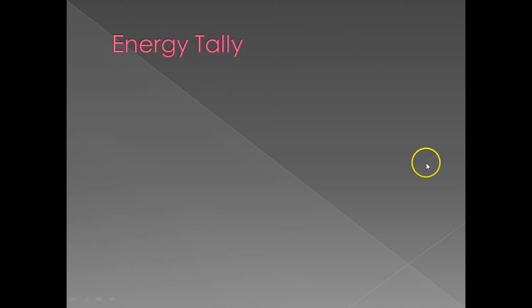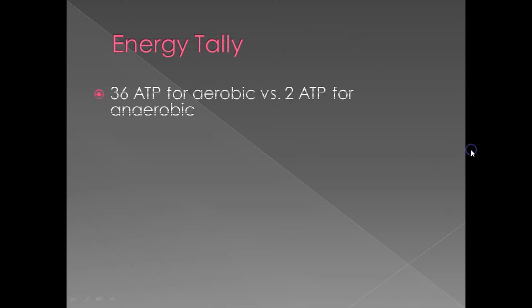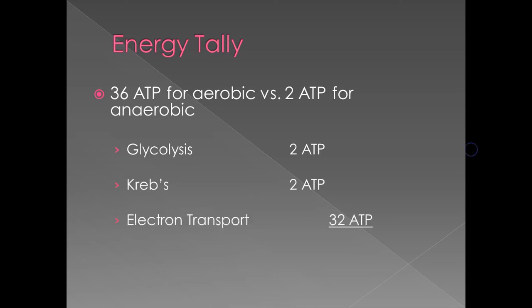So let's tally up the total amount of energy that we've seen so far. 36 ATP molecules are produced during aerobic respiration, compared to only 2 ATP molecules for anaerobic respiration, otherwise known as fermentation. Glycolysis produces 2 ATP, the Krebs cycle produces another 2 ATP, and the electron transport chain produces 32 ATP, for a total of 36 ATP.